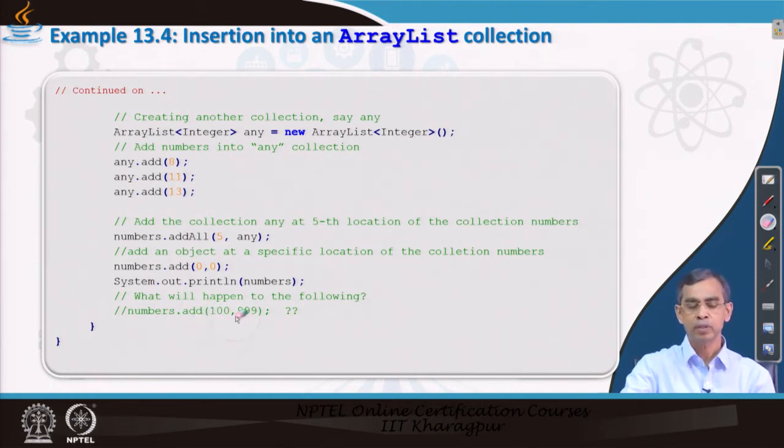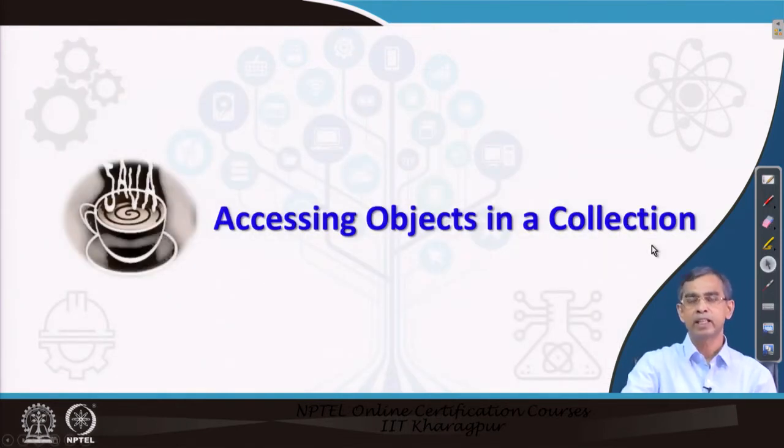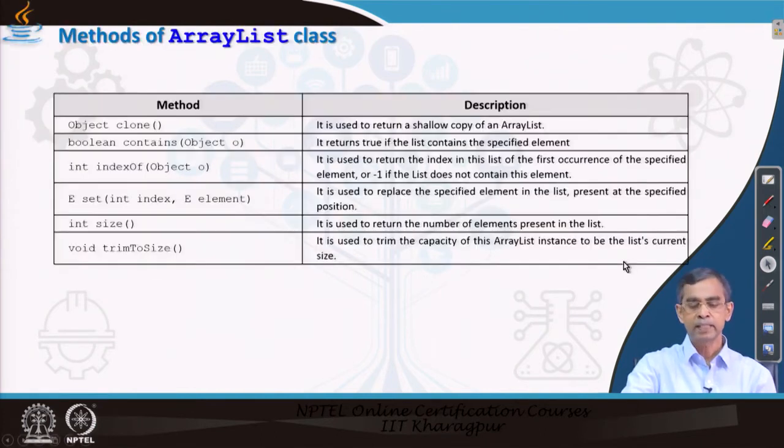It is not good of course, so that is not good, but it will do it. Now accessing objects in a collection is basically, we have a collection, if we want to get the first element, last element or any element at the ith position of the array, whatever it is there, Java provides many methods for this. Here I have listed a few methods.